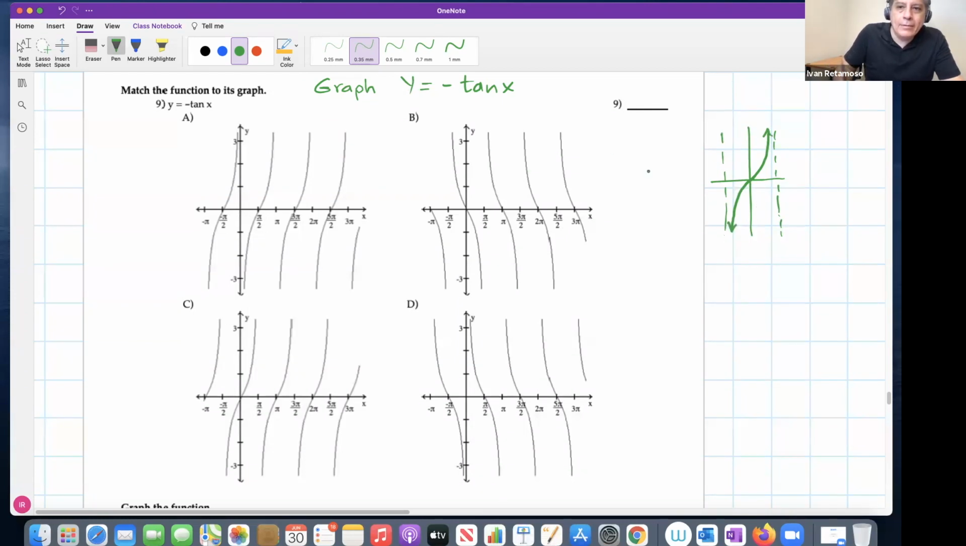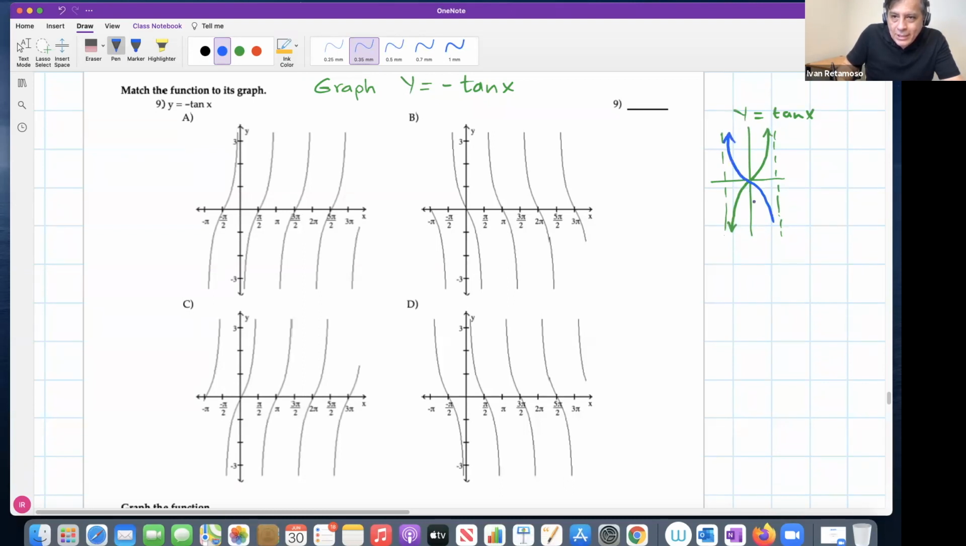But now it turns out this is the graph of y equals tangent of x. They are asking you for the graph of y equals negative tangent of x. So you take the reflection. So this part that is positive becomes negative, right? And this part that is negative becomes positive.